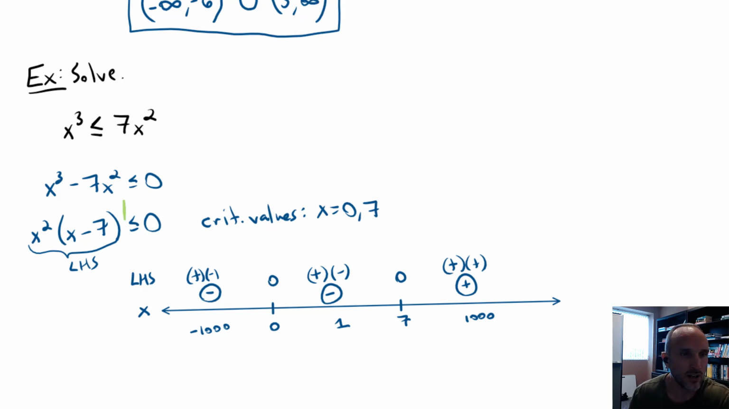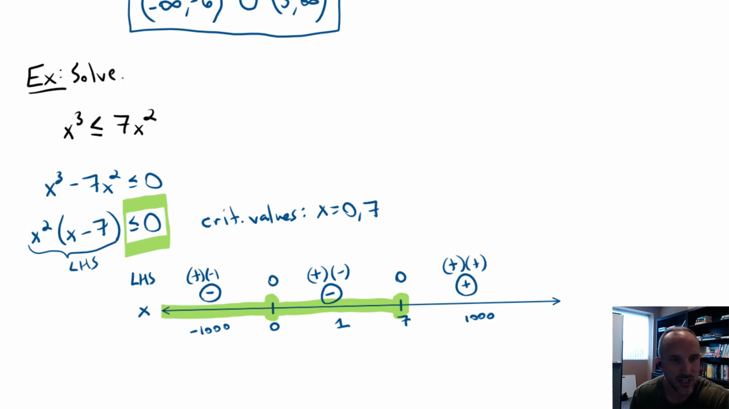We're looking for where the left-hand side is less than 0, which is negative, or equal to 0. So the left-hand side is negative here. It's equal to 0 at 0. So now I'm going to shade that endpoint. It's negative or less than 0 in this interval. It's equal to 0 here. So I'm going to shade that, and then positive from there on. I don't want to include those.